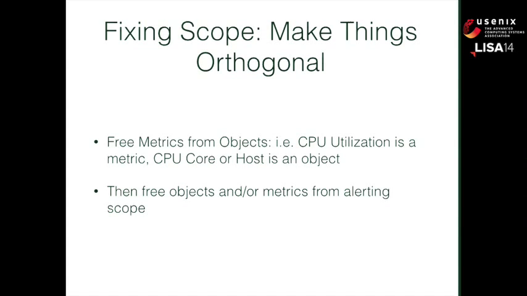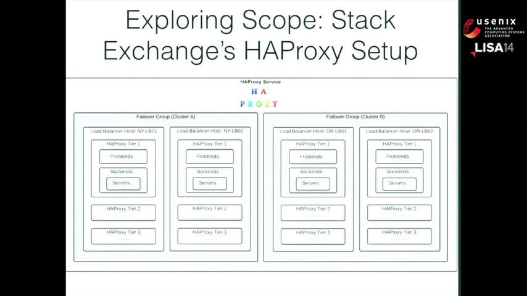This is a little bit confusing, so I'm going to illustrate it because it's easier to understand that way. Sorry, this is a little small, it's hard to read, but as an example, I'm going to use a simplified version of Stack Exchange's HAProxy setup, which is our load balancers. So we have two data centers, one in New York, one in Oregon. Each one of those is like a failover group, which has two hosts. Each one of those hosts has multiple HAProxy instances running in it. Each one of those HAProxy instances has multiple front ends and multiple back ends, and those back ends have multiple servers. So it's kind of like you just drill down to get more and more things.